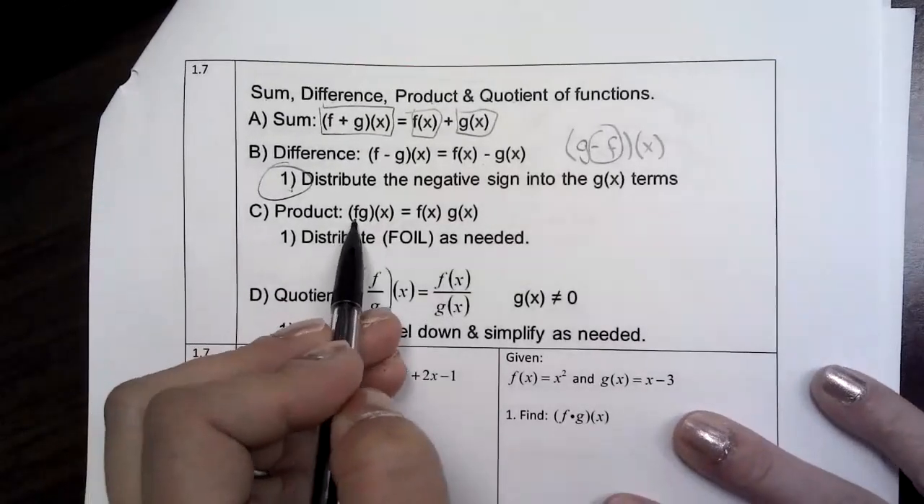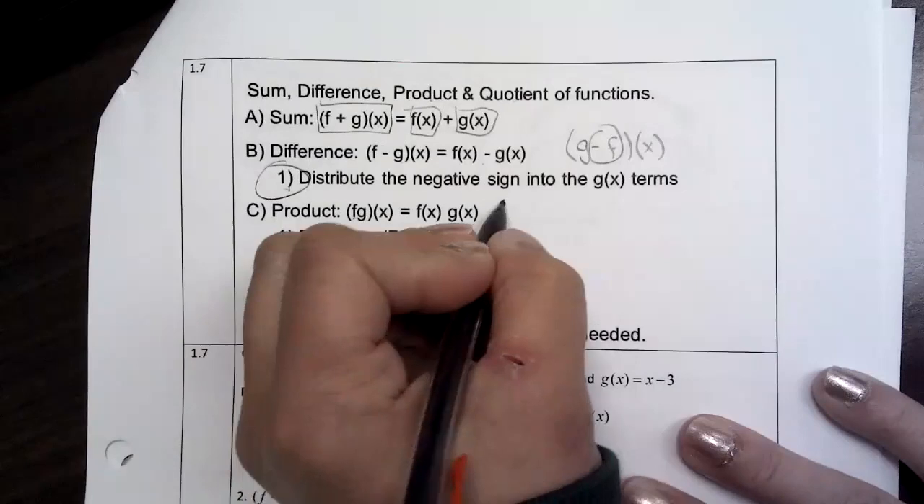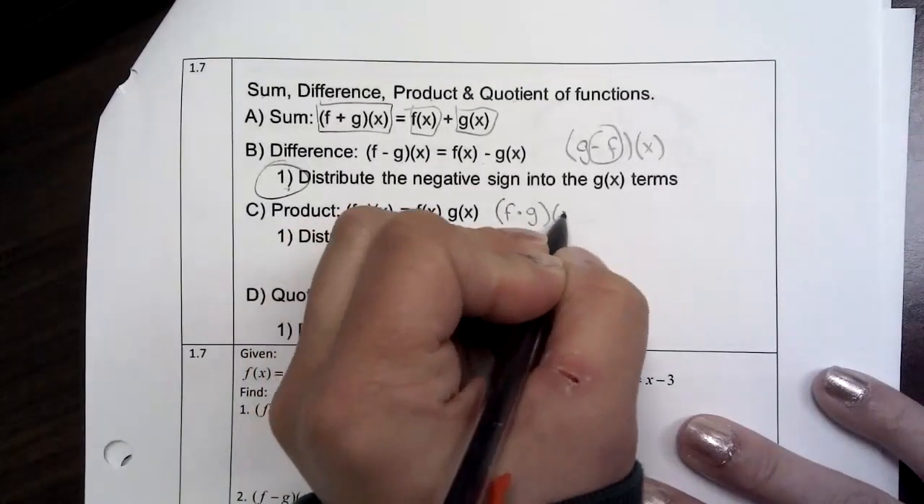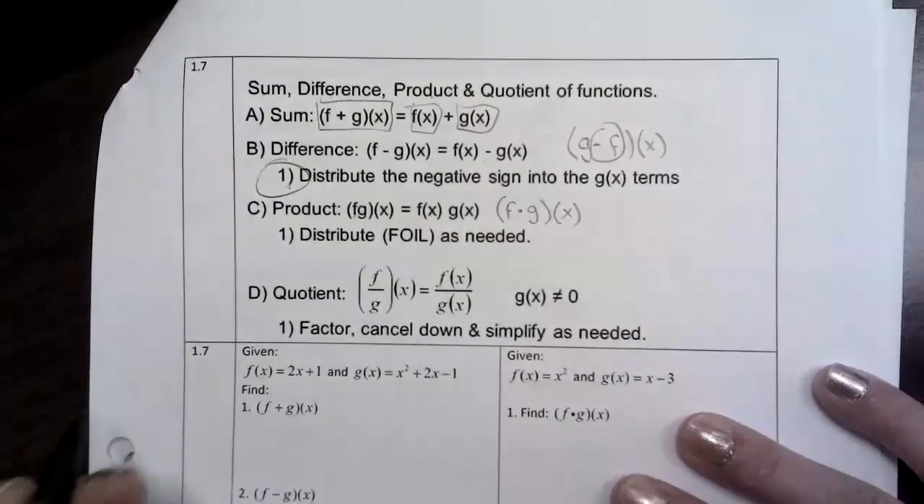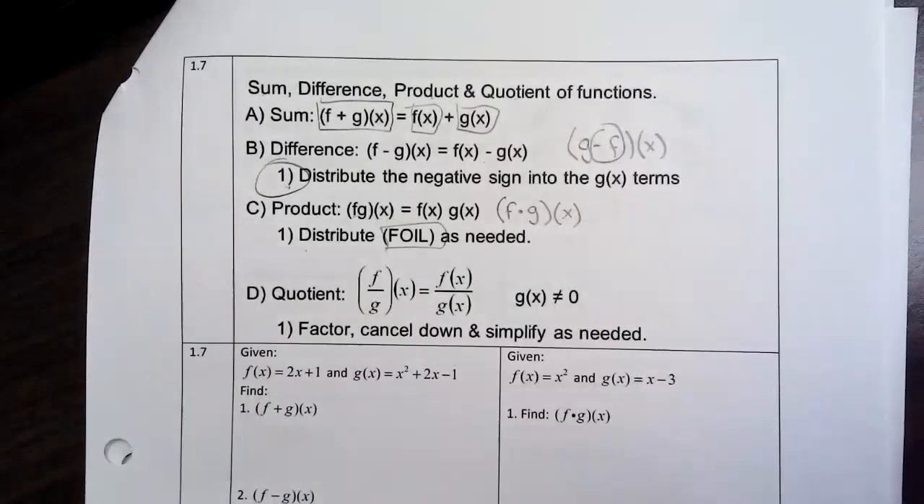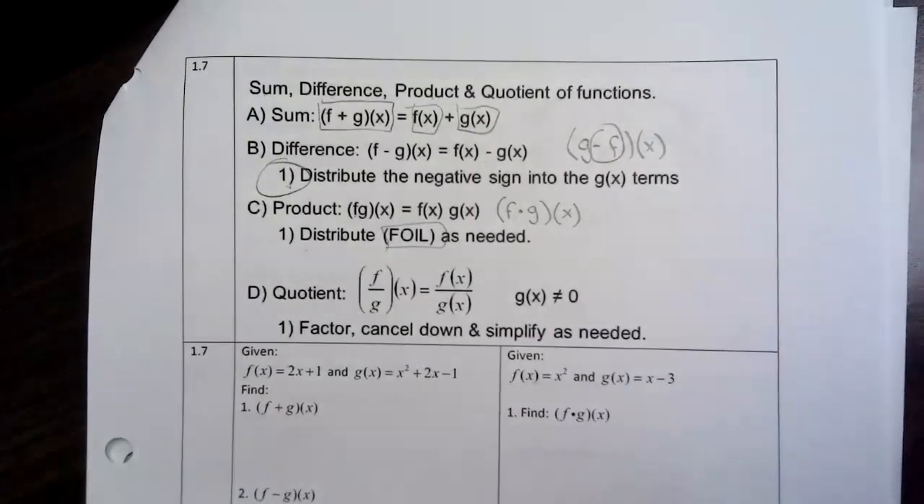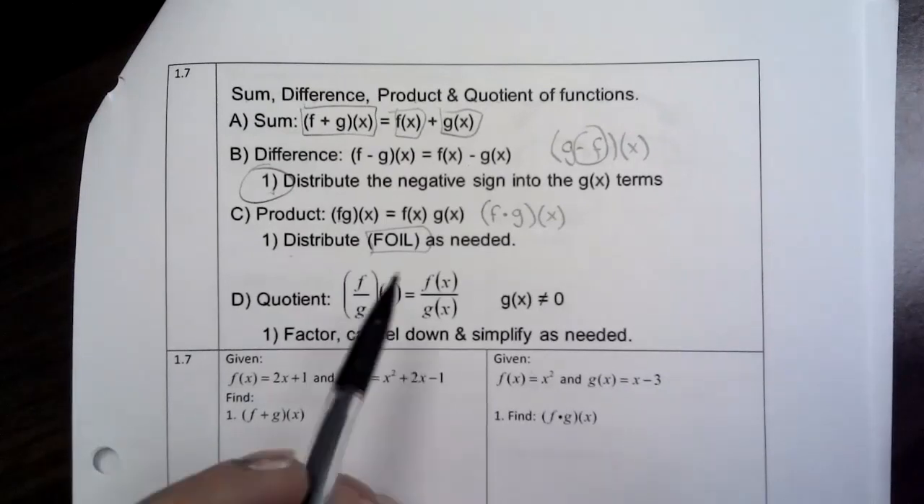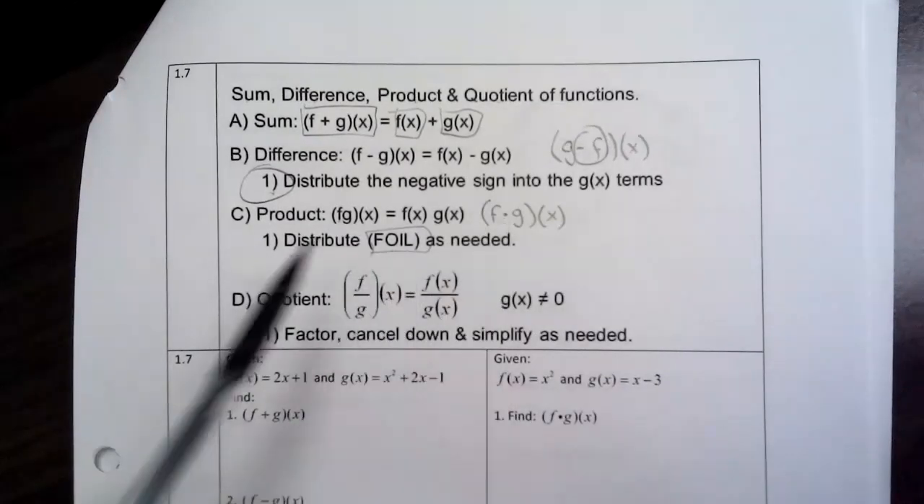Product, that's where you're multiplying them. You're going to either see it as fg of x, or as f, a little closed circle, g of x. This one you're going to have to distribute. You're going to have to FOIL if you need to. Some of them might be to the third power. So just make sure that when you multiply, you multiply correctly.